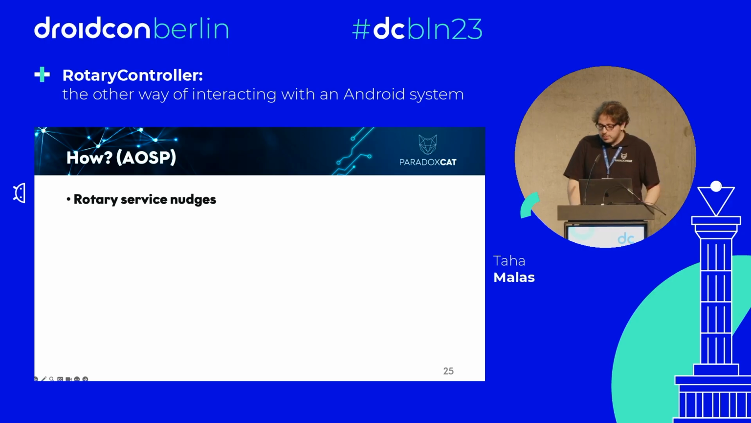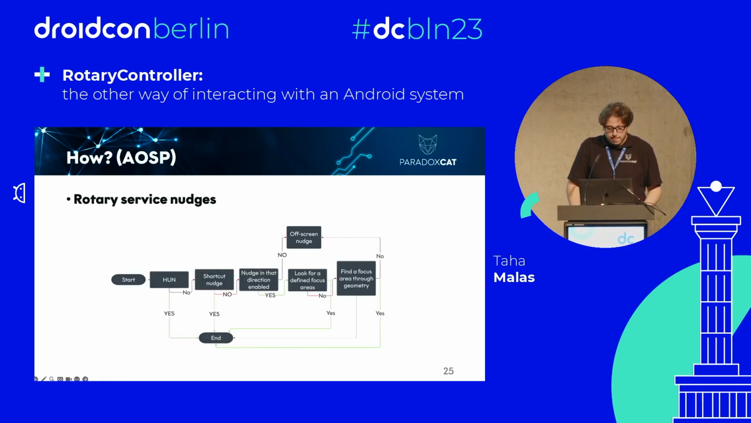So from the AOSP part, we'd also like to talk about how the rotary service nudges work. It goes through an algorithm that's shown here. At the start, when it receives a new nudge, it would look up if there's a heads-up notification in that direction. If yes, then it would focus it, and that would be the end. If not, then it would look for shortcut nudges, as we talked about before. So if there's a shortcut nudge in this direction to go to the end of the list or some element, it would focus it.